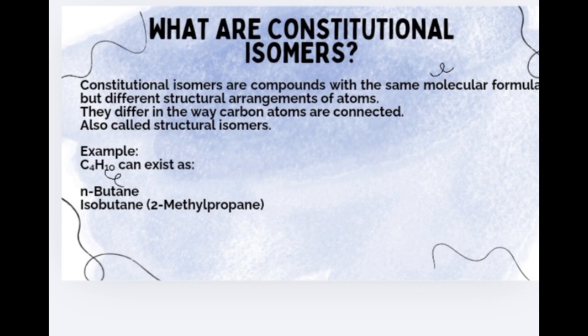So what are constitutional isomers? Constitutional isomers are compounds that have the same molecular formula but different structural arrangement of atoms. Meaning, pareha sila og molecular formula pero lahi ang pag-connect sa ilang carbon atoms. That's why they are also called structural isomers. For example, ang C4H10 can exist as butane and isobutane. Same formula na sila pero lahi-lahi ang structure.